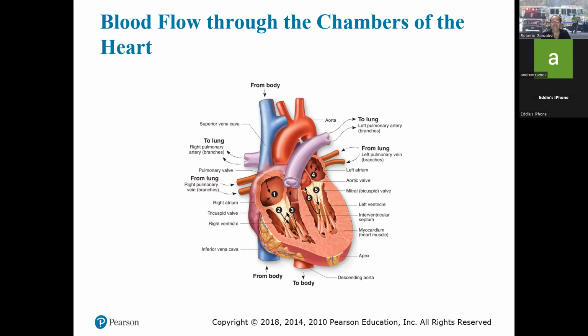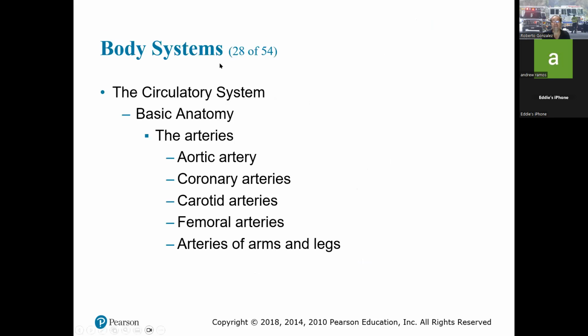And these are basically the tricuspid valve on the right side and the bicuspid valve on the left side. These are connected to the papillary muscles or the wall of the heart through chordae tendineae. And chordae tendineae is what makes up the structures of the valves themselves, like a little parachute type of thing.